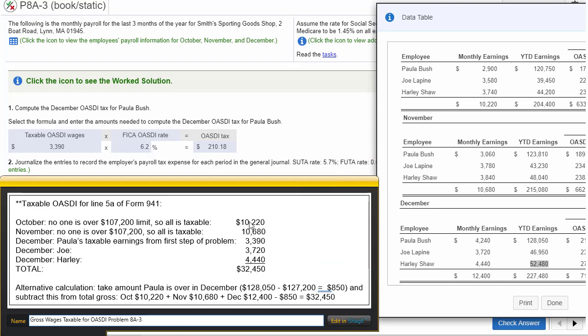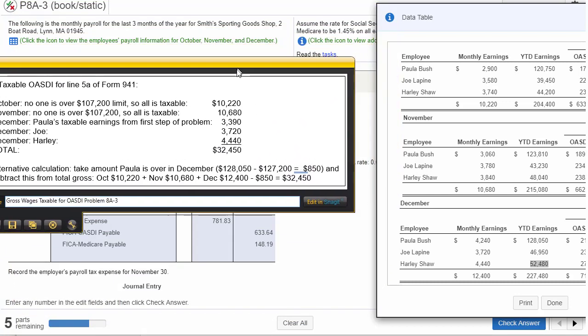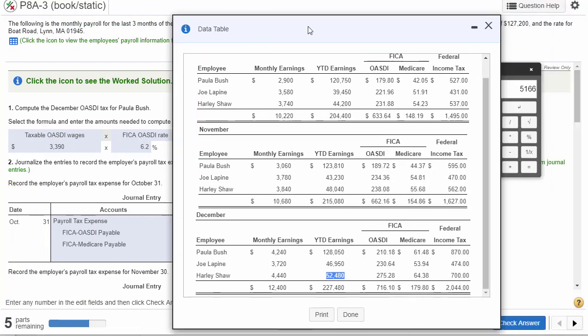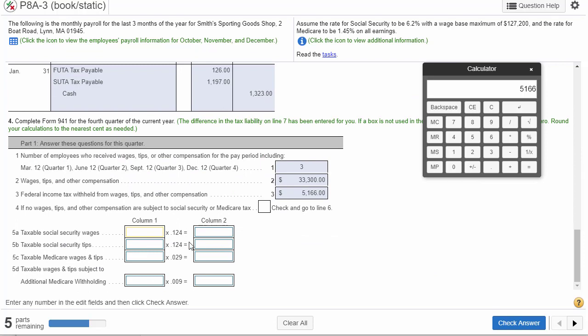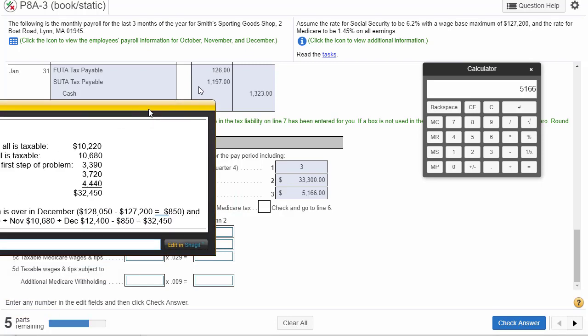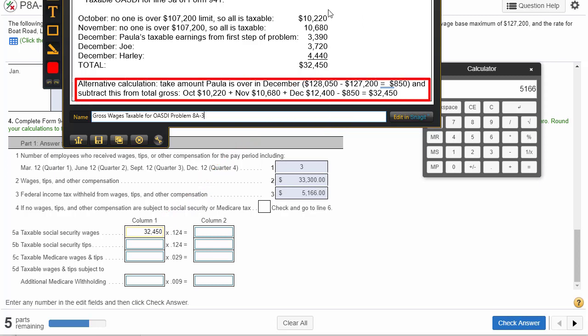So I'm going to take the $32,450 and then plug it into the 941. $32,450. Again, that number came from this calculation. And there's an alternative calculation if you like doing that, but most students understand this basic calculation better.